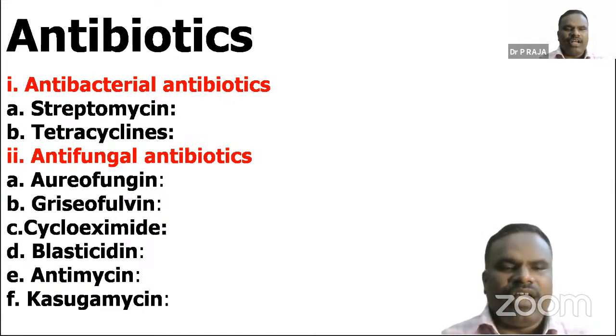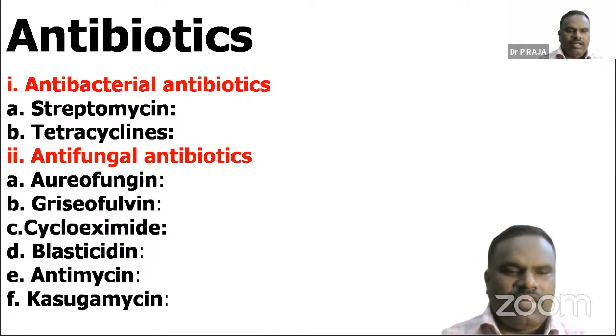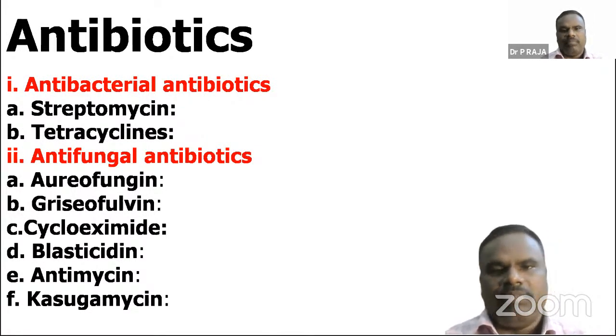And then antifungal antibiotic, aureofungin. This aureofungin, an antifungal antibiotic, can kill Ganoderma. So a lot of antifungal antibiotics are there.